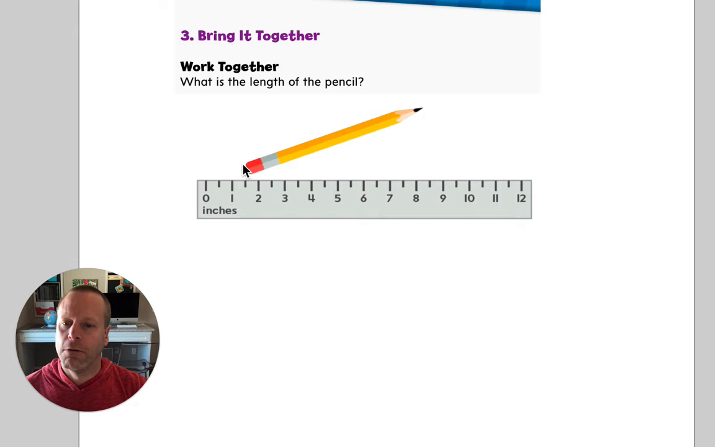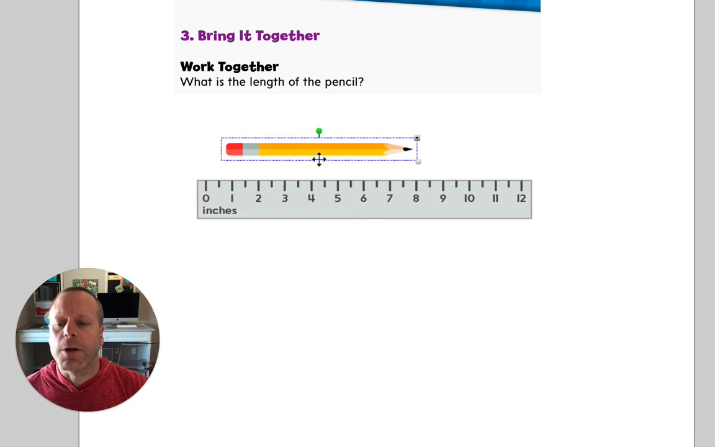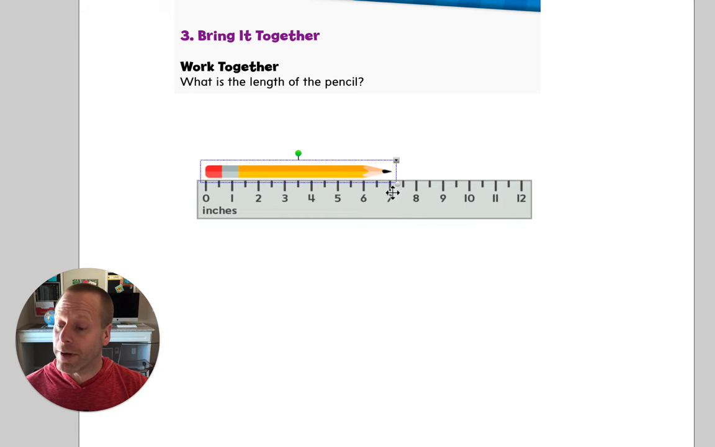Oh no. How are we going to measure the pencil? Probably the same way. We're going to twist it so it's flat. Then we're going to put it right at the 0. We're going to come down the ruler. Oh, I know what I would say this is. Do you know what you might say?